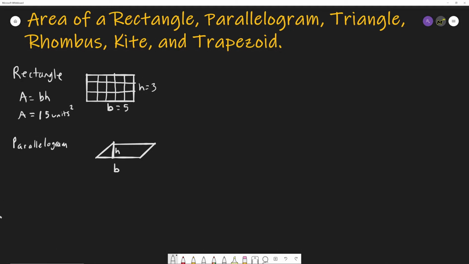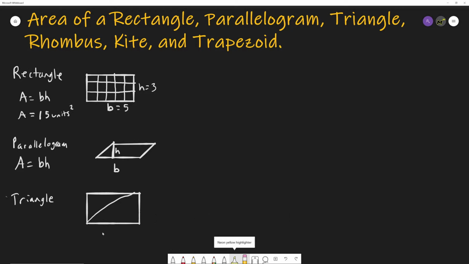Alright, next up, triangle. How is that formula derived? Well, it's going to be very similar. Let's go ahead and look at a triangle through the lens of a rectangle. Here we have our lovely rectangle. And if we were to cut it in half, let's redo that line. So if we were to cut this in half, we'd have 2 triangles. And so hence the formula will be base times height divided by 2.